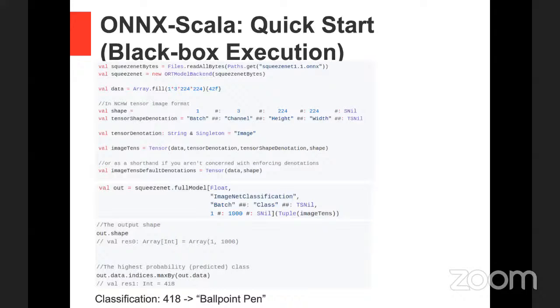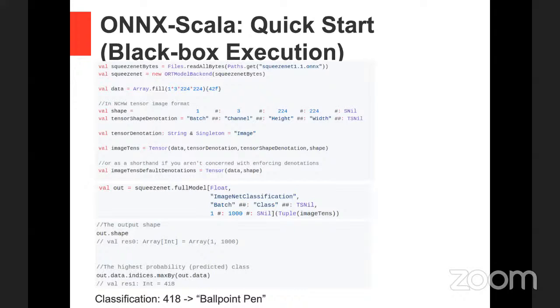1, 3, 224, 224, and you can actually see the denotations, the meanings of those axes, below. 1 is batch, 3 is channel, RGB, and then we have height and width. And we also have a denotation for the entire tensor, which is to say that this thing is an image. Then you create the tensor with the data and the denotations and the shape, or if you don't really care about the denotations, which in some cases you might practically not, it's more succinct. You just write it with just the data and the shape.